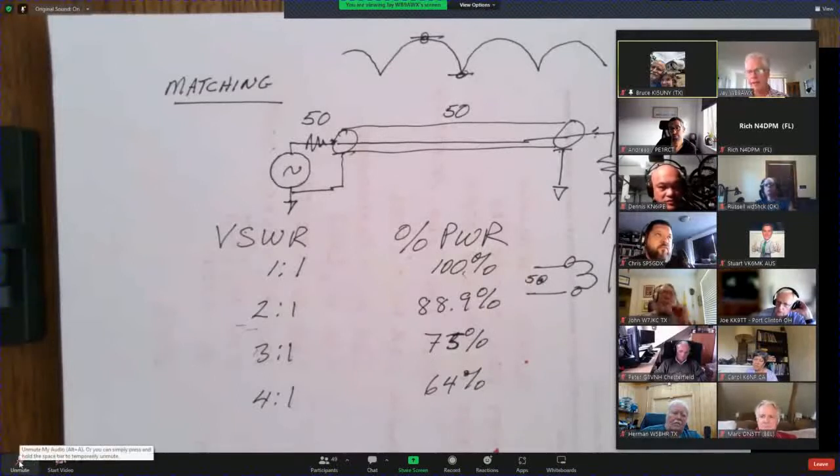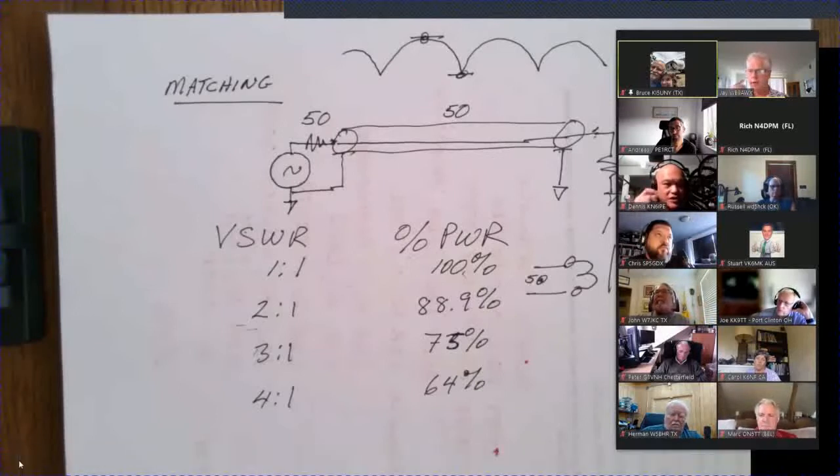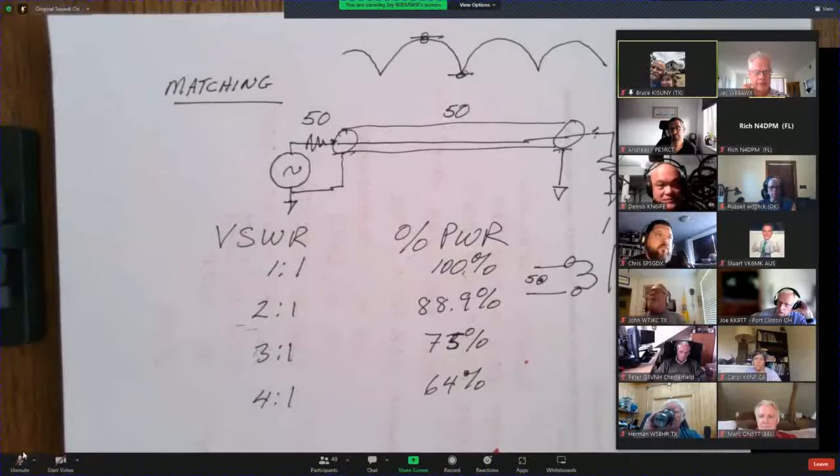The only thing I can think of that's really an obvious problem there would be that there's something wrong with the SWR meter in the transmitter, or you've got the tuner left in. Yeah, this is Mark.